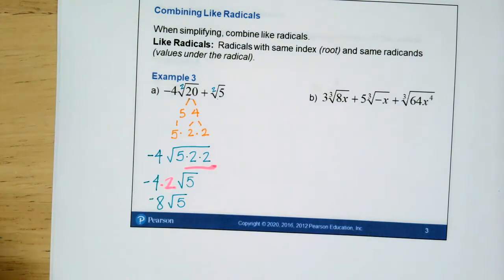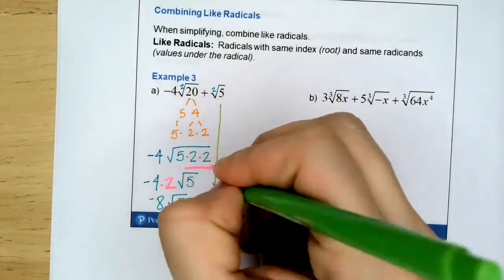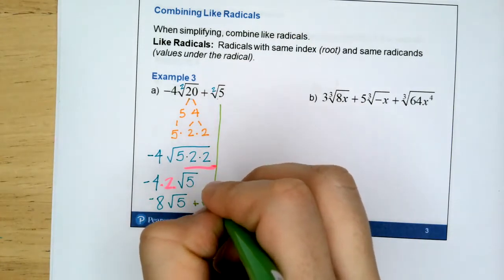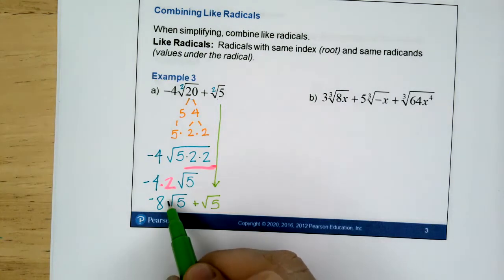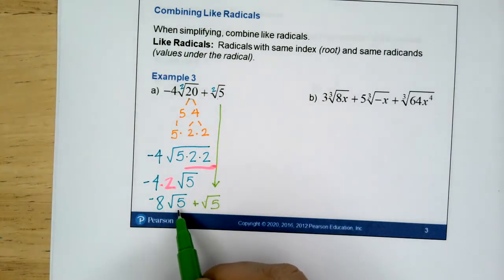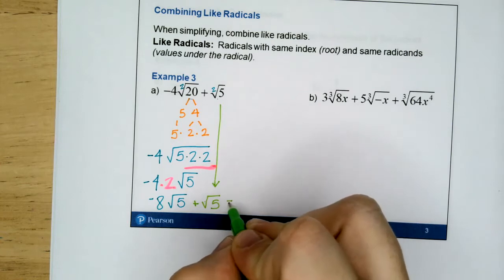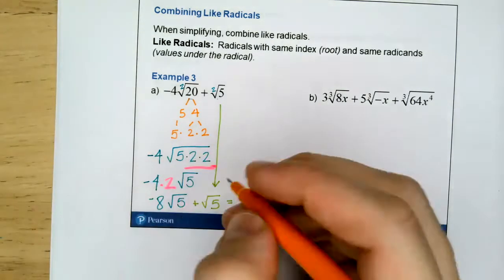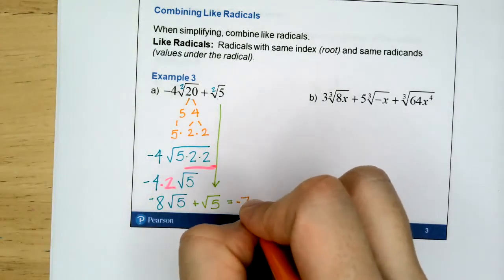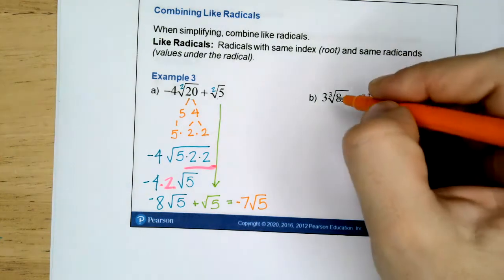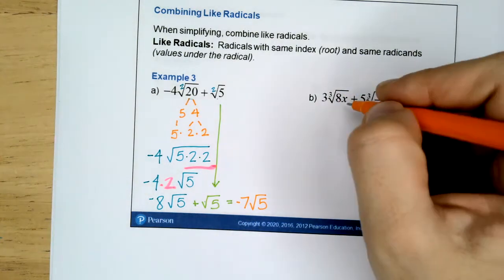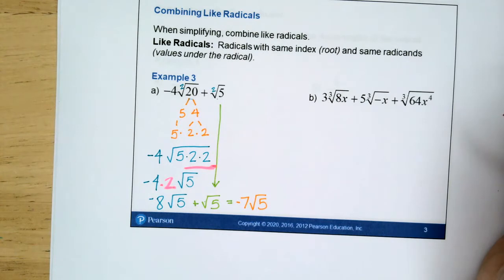And then I'm going to bring this guy down from way up here. Now we have like terms plus the square root of 5. So now we have the same index of 2 and we have the same radicand of 5. So we can just combine them. So that final answer is -8 plus 1 is -7 square root 5. Okay. All right. Here we have an index of 3 and different radicands, right?